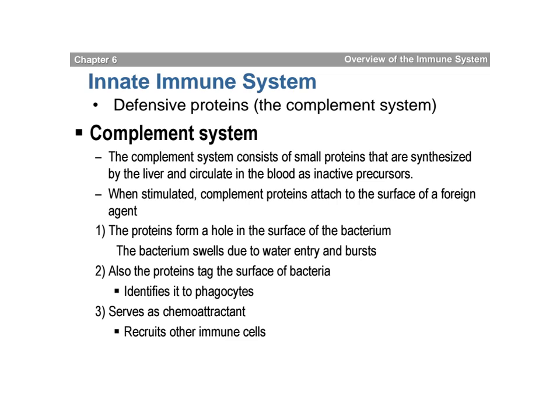And there's three things they can do. These complement proteins can form a hole in the surface of a bacterium. Water then enters into the bacterium. The bacterium swells due to the water entry and then bursts or lyses. Secondly, complement proteins can tag the surface of a bacterium, identifying it for phagocytes to then engulf and destroy. And thirdly, the complement proteins can serve as chemoattractants, and they can recruit more immune cells, such as other leukocytes and so forth, to an area.